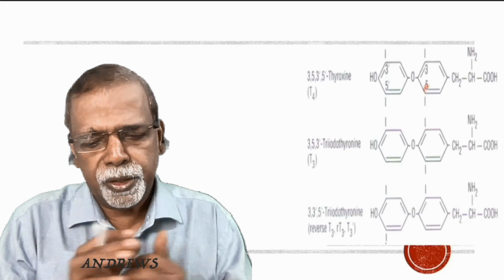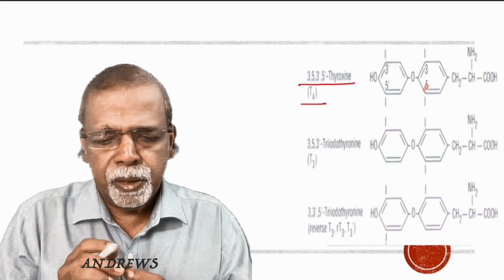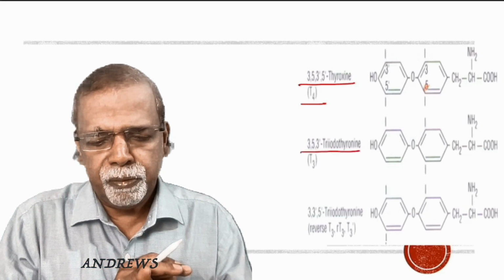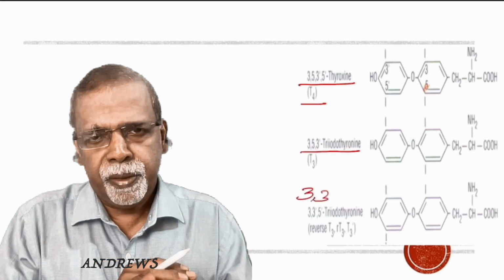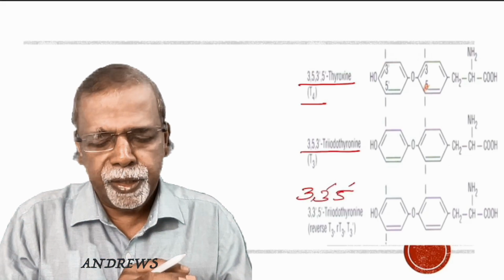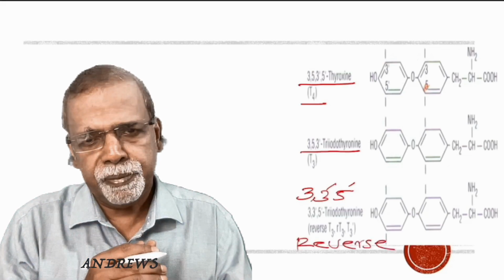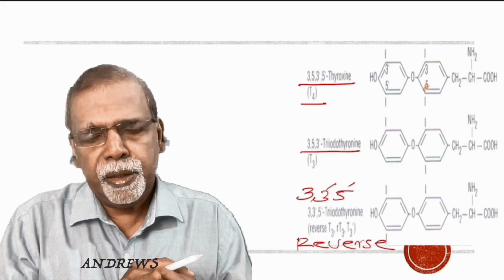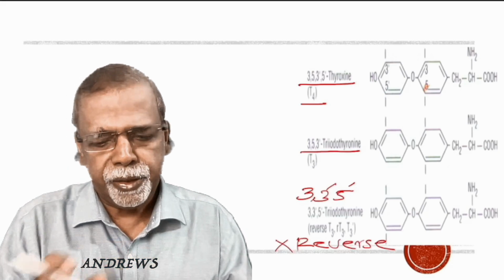Now we go a little more into the structure of T3 and T4. 3, 5, 3', 5' is the T4. 3, 5, 3' is the T3. And there is another type called the reverse T3, where it is 3, 3', 5'. So depending upon the position at which iodine is attached, we get T3 and reverse T3. Reverse T3 is not active.